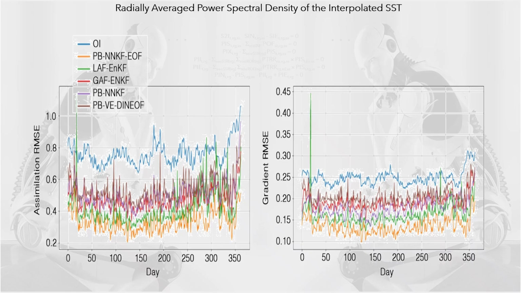Therefore, when provided with observations with a high rate of missing data, these techniques can only resolve horizontal scales up to about 100 km. In contrast, the data-driven model combines observations and dynamics to reconstruct the SST field. The analysis of the spectral signatures leads to similar conclusions, with the PB-NNKF EOF scheme being the only one to recover a significant energy level up to 50 km.